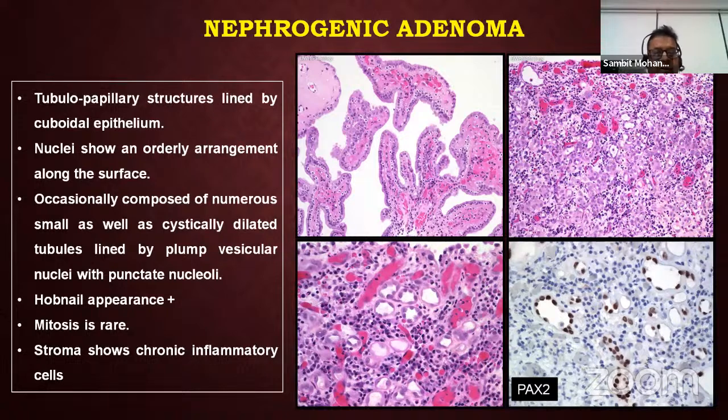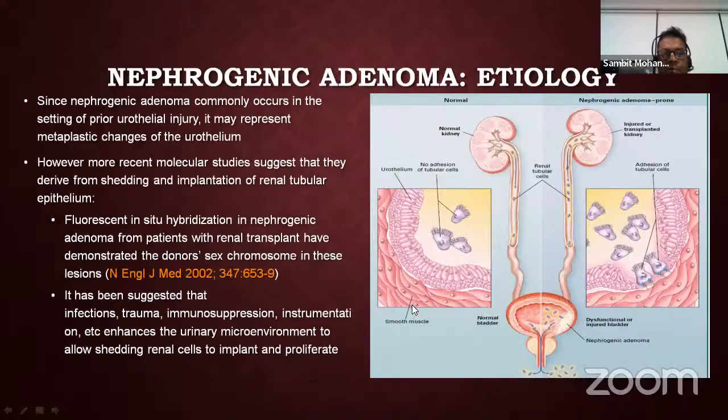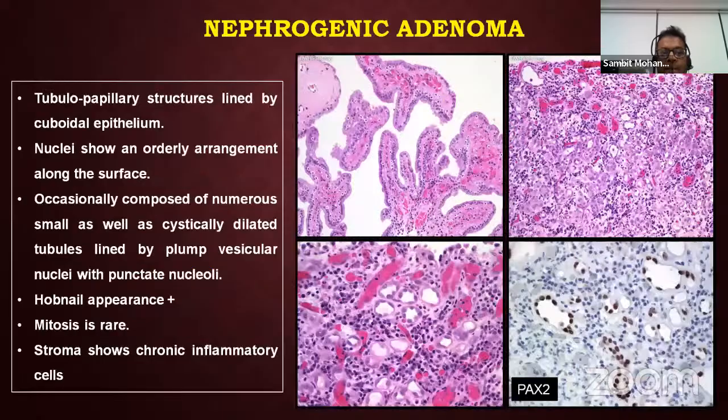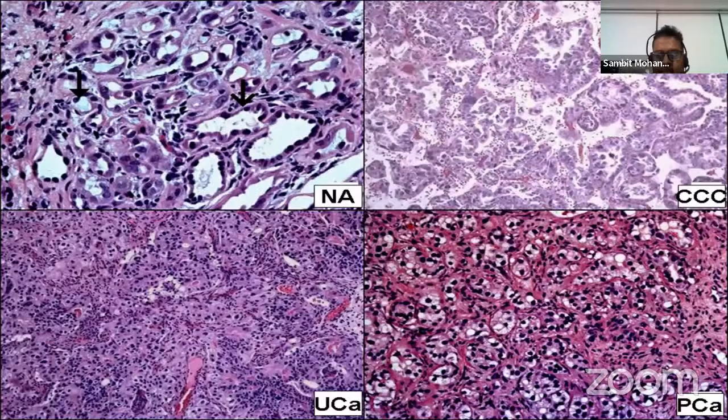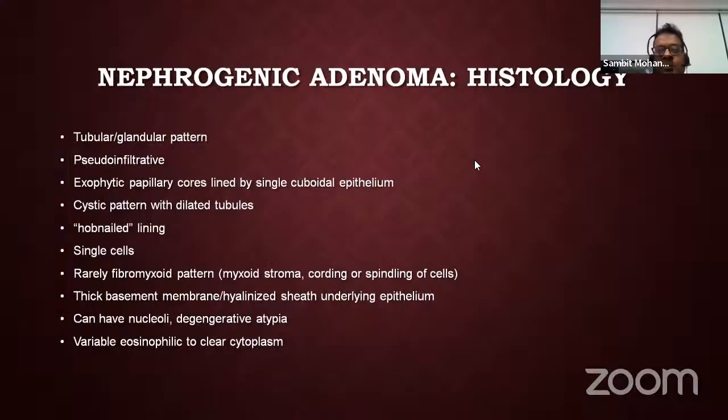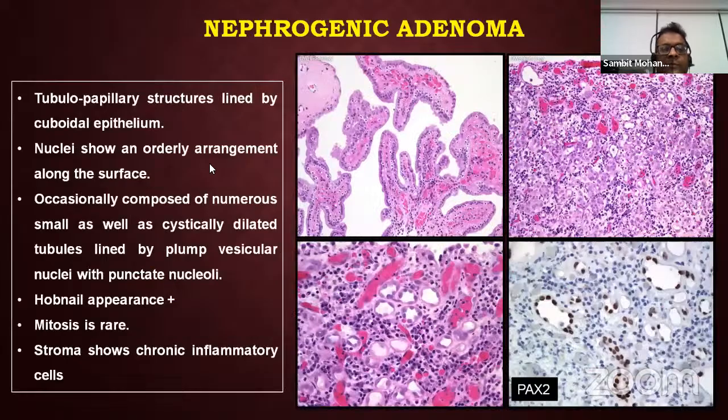And when you see something like this, what are the differentials? I'll show you another picture also. If you see these pictures, there is a tubular glandular pattern, they're infiltrative, they have hobnailing, they can have fibromyxoid stroma. So what do you do? What are the differentials of nephrogenic adenoma when you have this sort of gland in the bladder wall which is infiltrative?